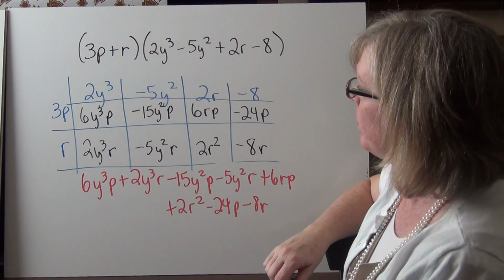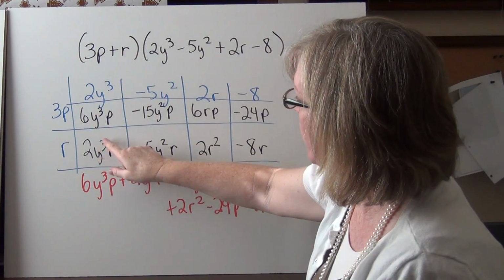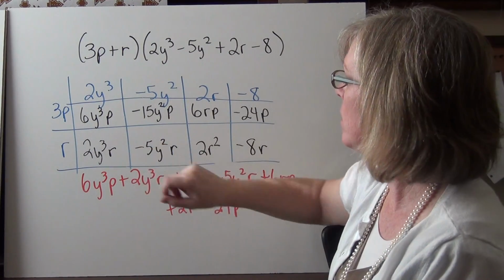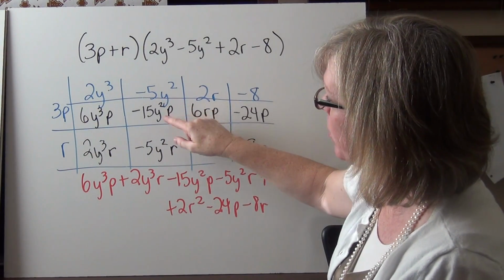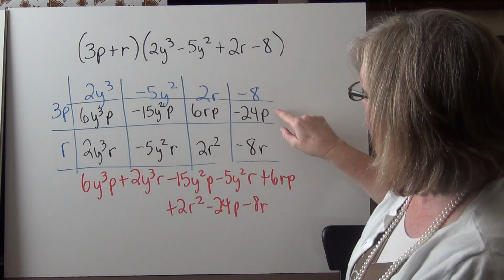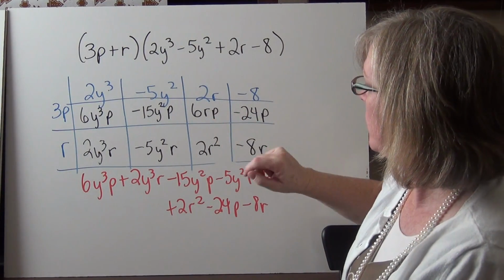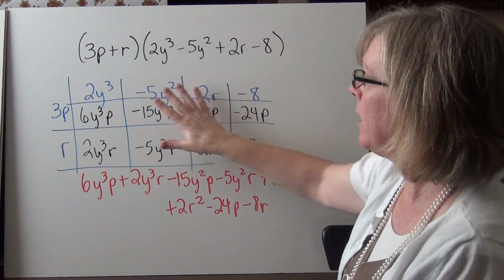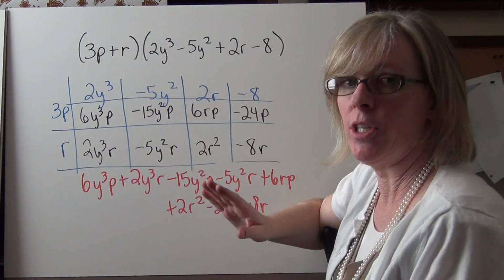Then I can look at them. I have a y to the third here and a y to the third here, but this one has a p with it, and this one has an r. That's not like terms. I have a y squared here, same problem. This one has a p and this one has an r, so they don't match. Then I have a regular p, but this is rp. And I have a regular r, but this is rp. Regular r squared. None of these terms match up.